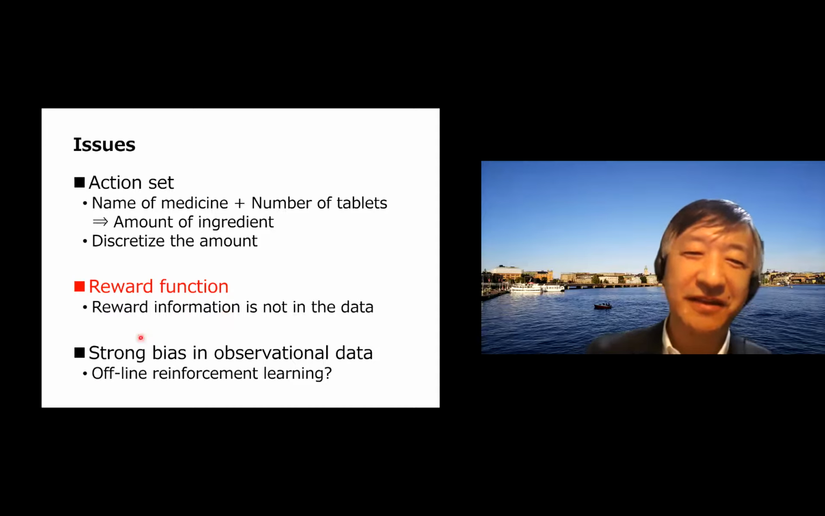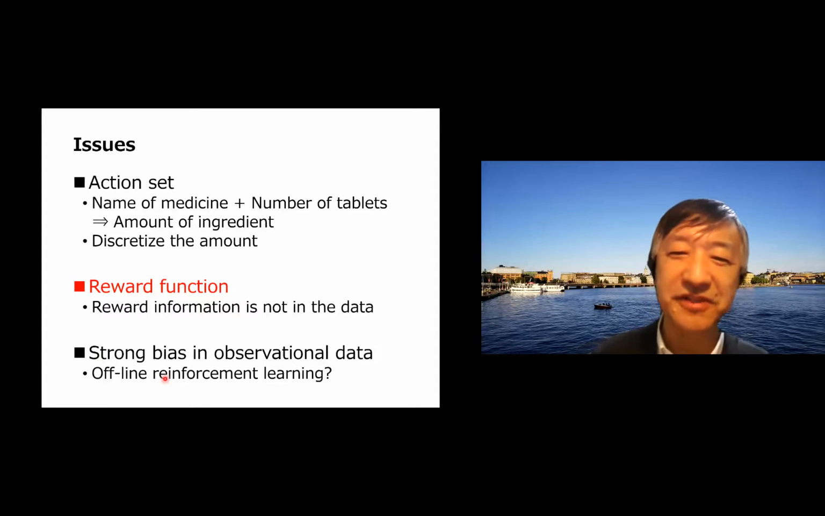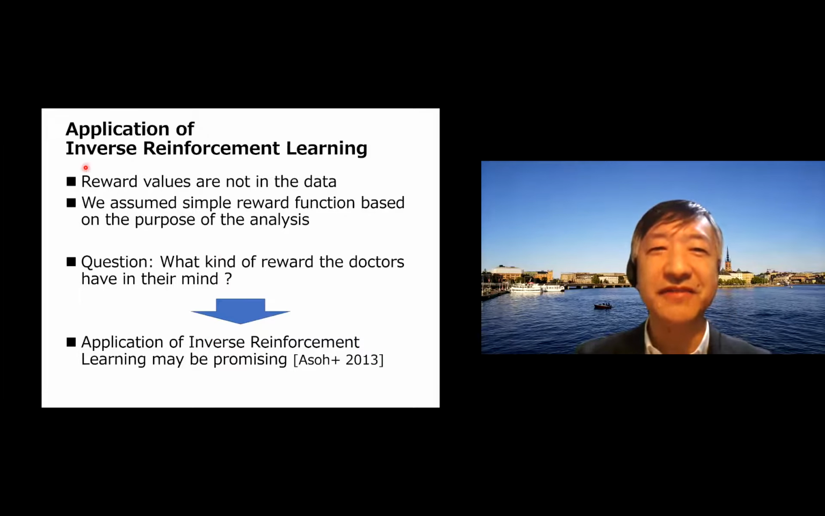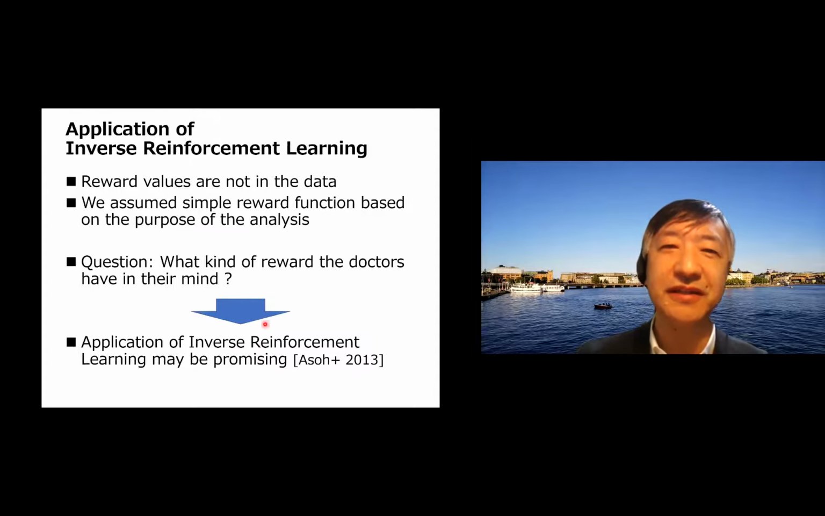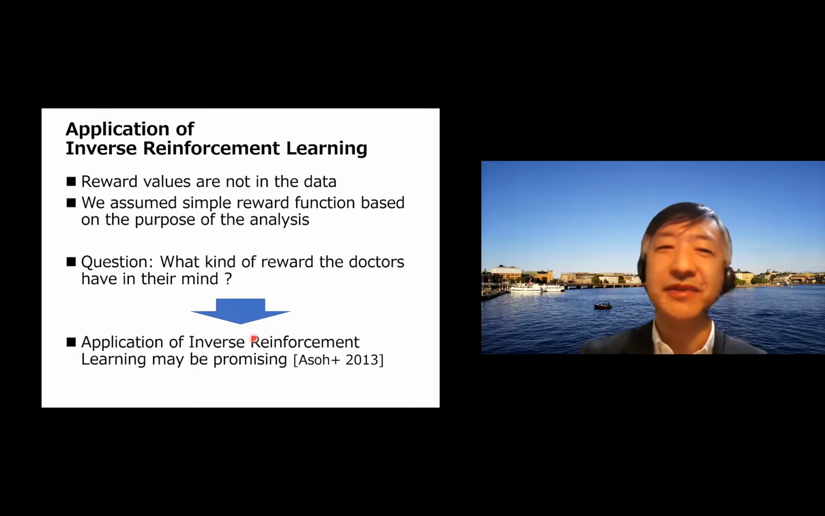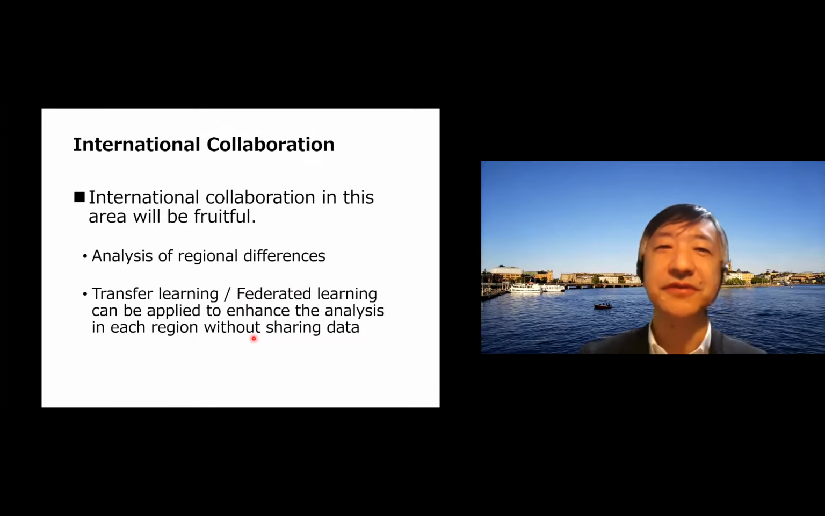So somebody proposed an offline reinforcement learning technique. And we also applied inverse reinforcement learning to find the reward function of the doctor in his mind. But this was not so good at that time. The result was not so good.